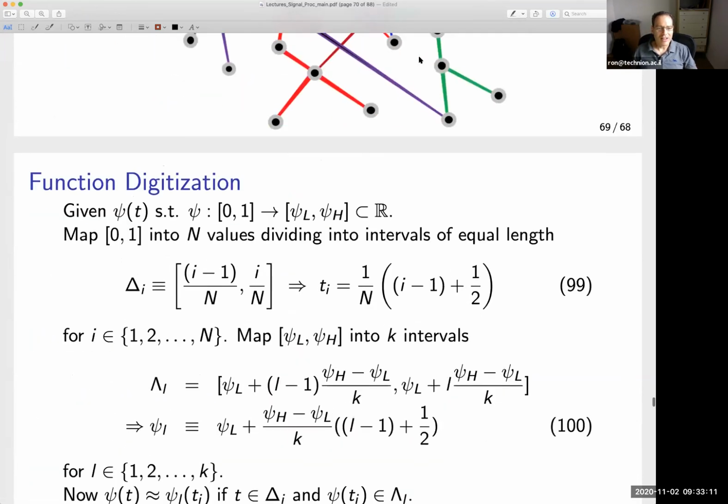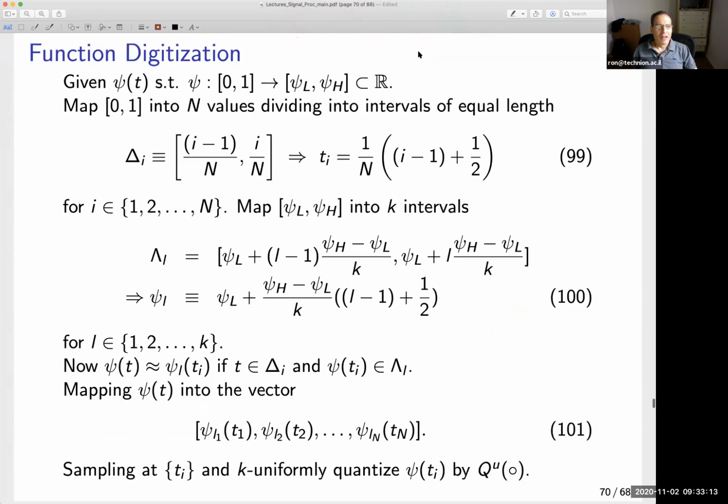So let's define the problem. Assume that I have my function phi that maps from 0 to 1, as we said before. So this would be 0 and this would be 1, and this is t. Phi is a mapping from t to some values. These are the values of phi, and obviously they do not belong to a complex domain, but rather to the real numbers.